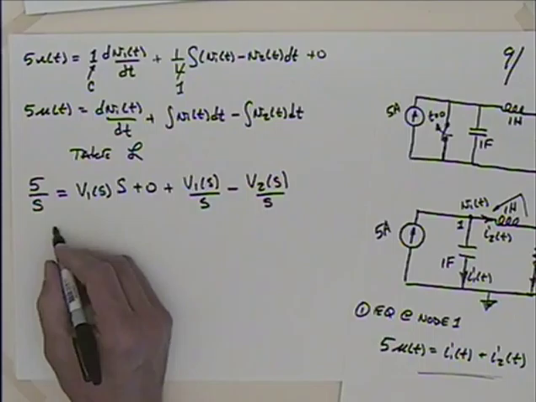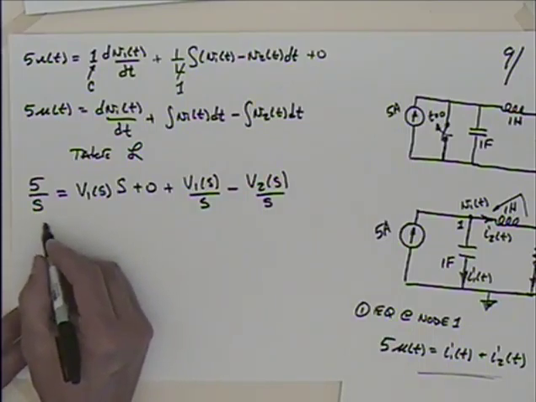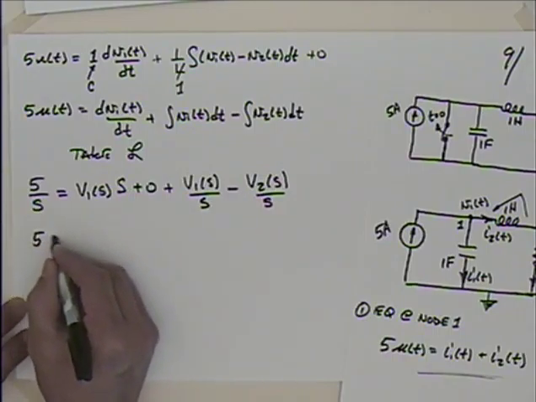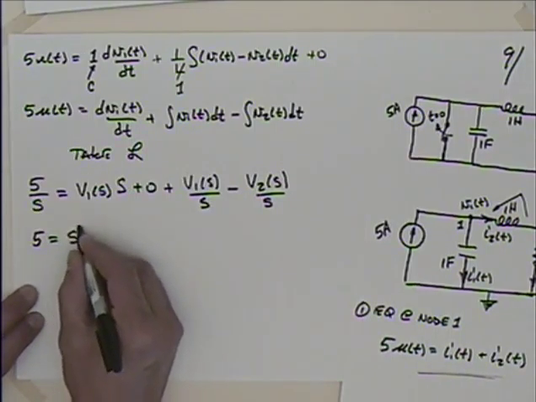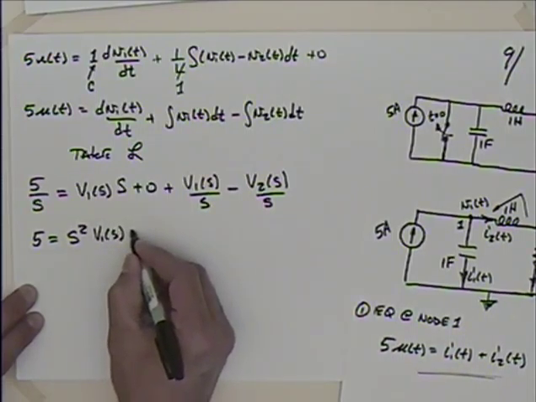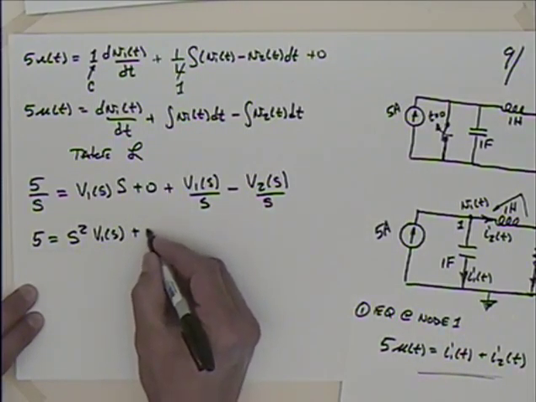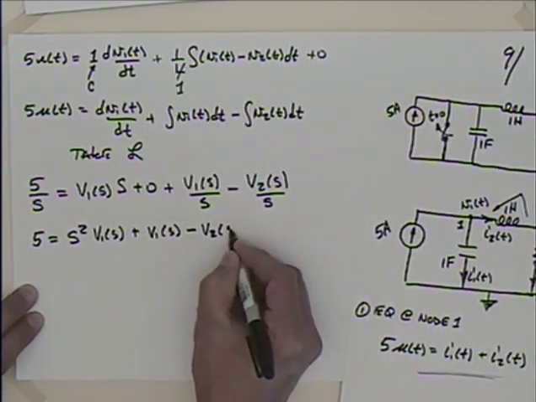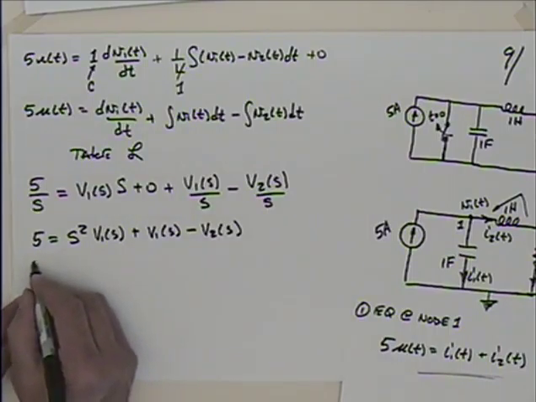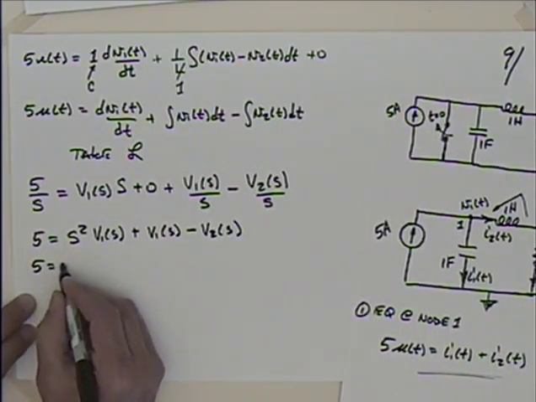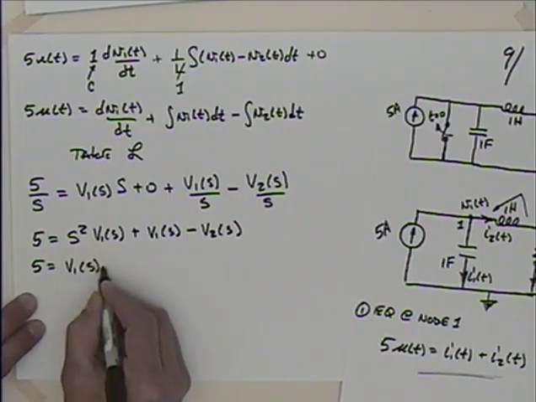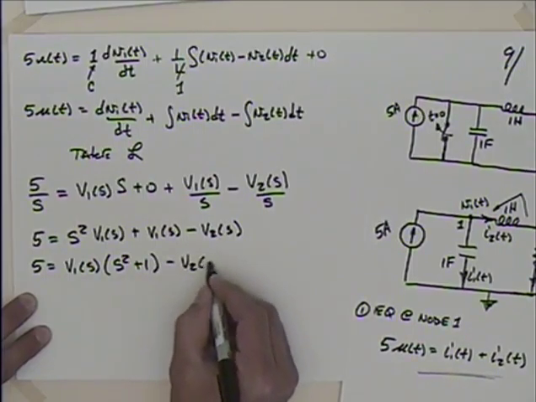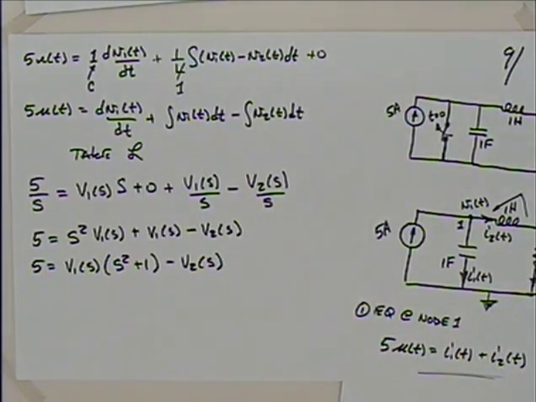So I can continue to kind of clean this up. Of course the 0 drops out. Multiply everything by s, and I have 5 is equal to s squared times V1 in the s domain plus V1 in the s domain minus V2 in the s domain. And I could group some terms. I've got V1 in the s domain times s squared plus 1, minus V2 in the s domain. So that's probably okay for now.